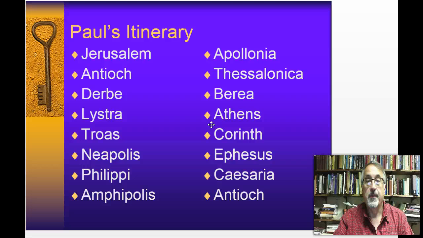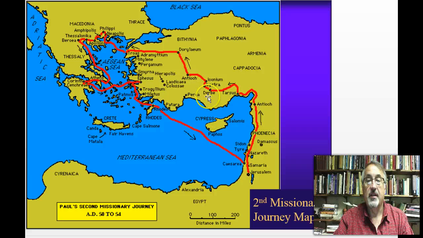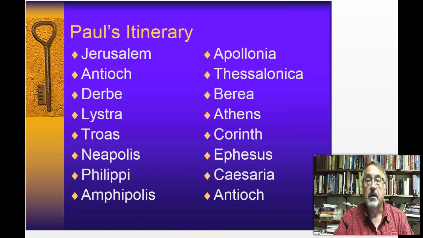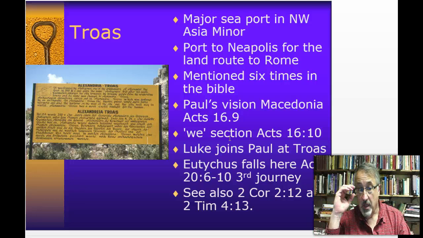So let's take a look at, since we've talked a lot about this region already, we want to move our attention up here and then into what we might say Europe. Paul receives the Macedonian call and moves to Europe. Troas is in the northwest part of Asia Minor or Turkey today. It's not far from the ancient city of Troy, and in fact that's where its name comes from. Sometimes it's called Alexandria Troas.